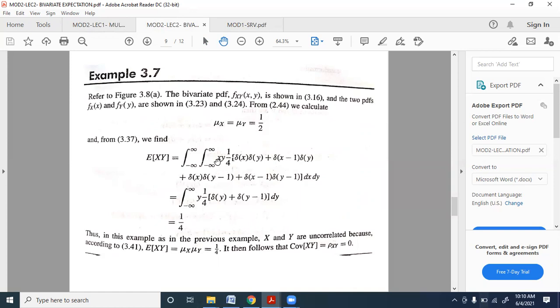What needs to be done is separation of integrals, and then integration by parts. Okay, separation of integrals we should do, and then integration by parts, we are going to get the final value as 1 by 4. So having got this 1 by 4, again mu x into mu y will be 1 by 2 into 1 by 2, that is 1 by 4. E[XY] is the same, equal to mu x mu y. So again we can say that the covariance, which is E[XY] minus mu x mu y, will be equal to 0, and the correlation coefficient, which is covariance XY divided by sigma x sigma y, will also be 0.